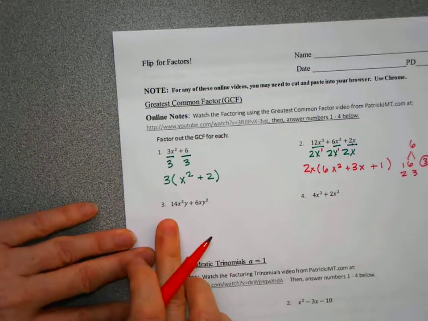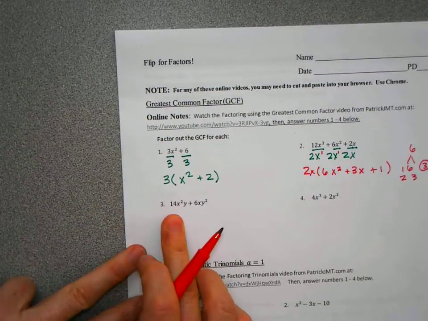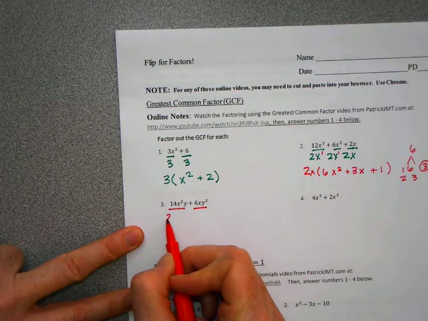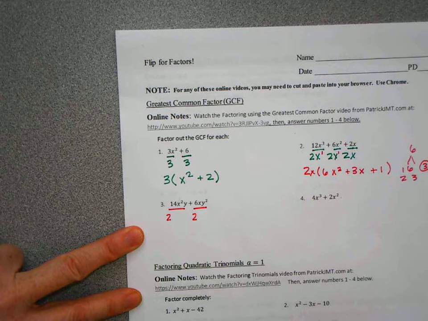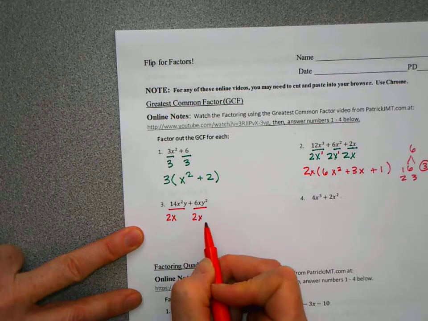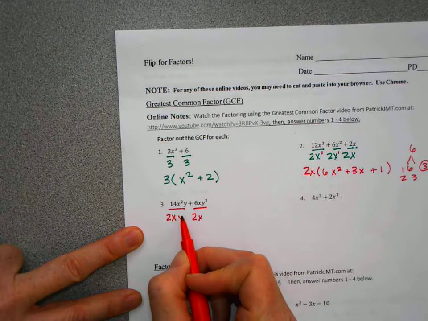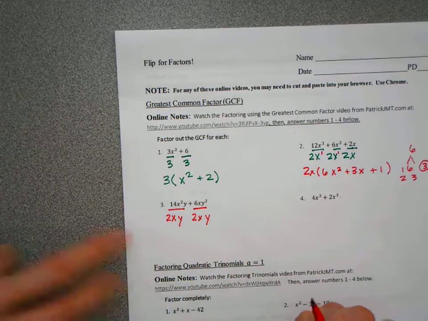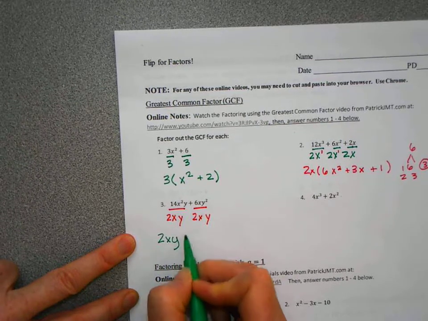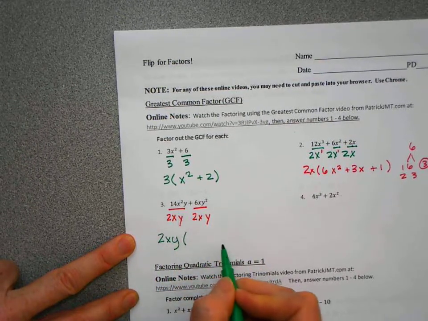Well, let's do this one together because it's a little different. We look at this term and this term. Well, let's think. We can take out a 2 out of both terms. Looking at the x's, we can take out 1x out of both, and we can take 1y out of both. So we put it over to the left. We are factoring it out, and then we divide to see what's left.